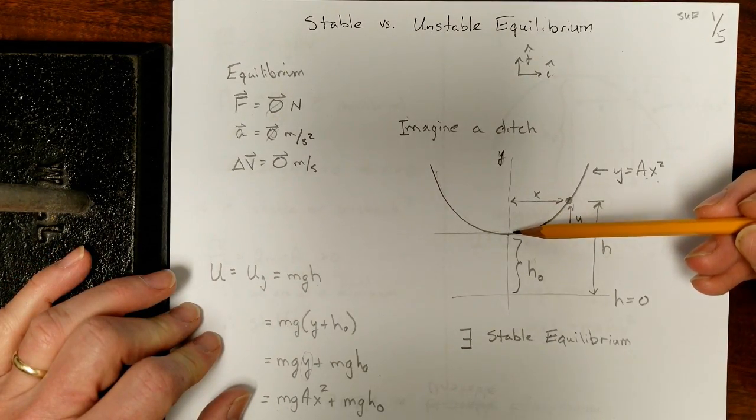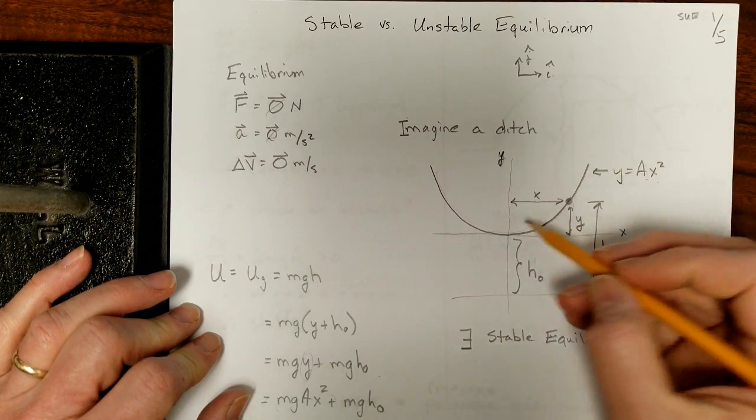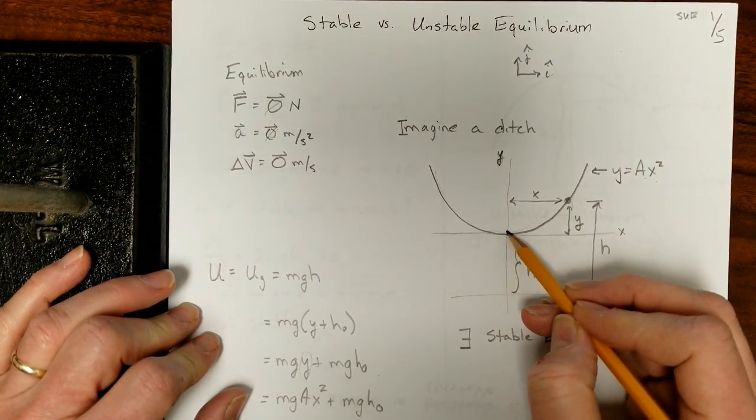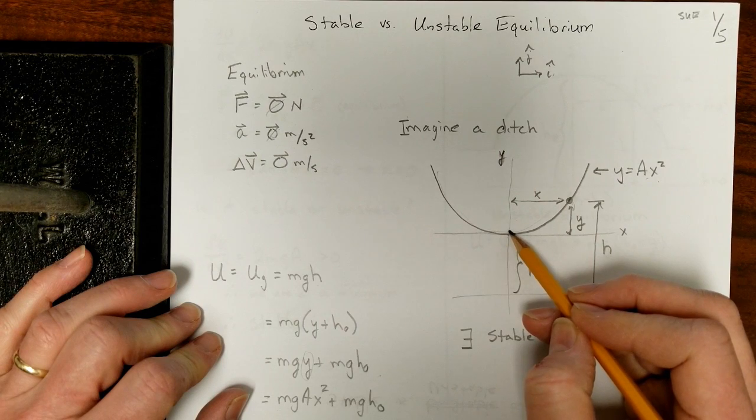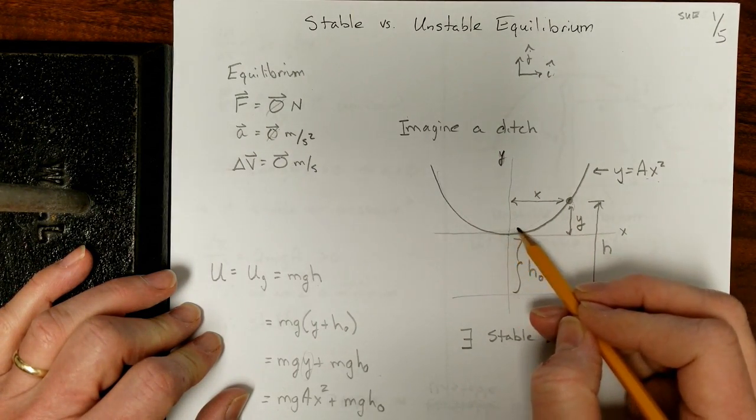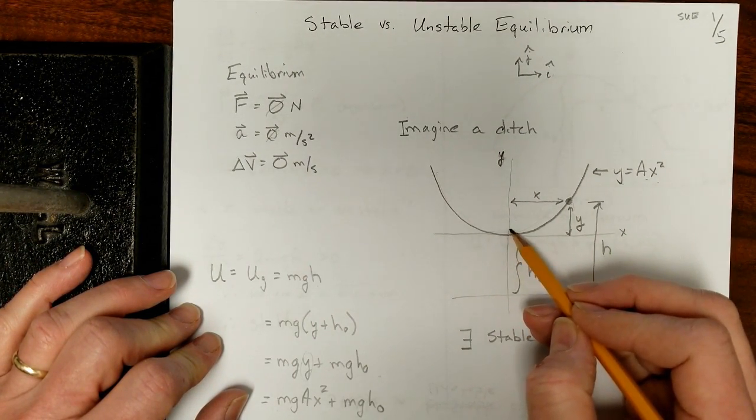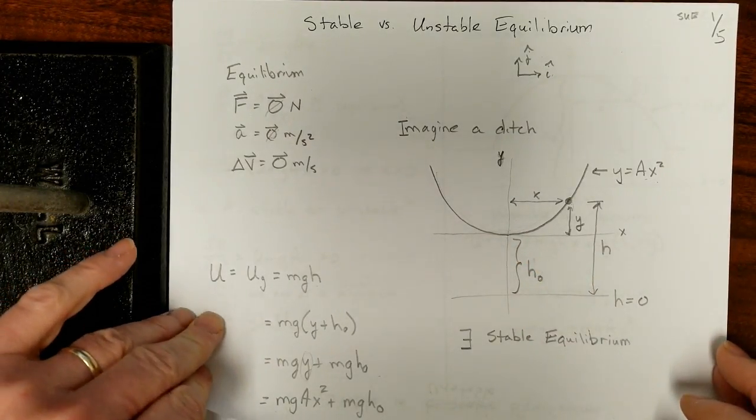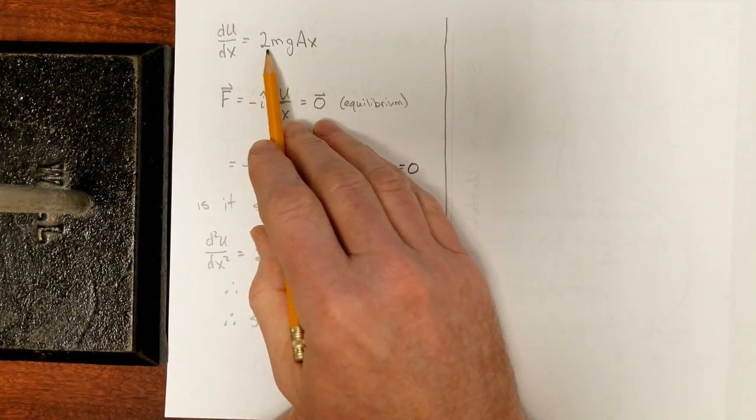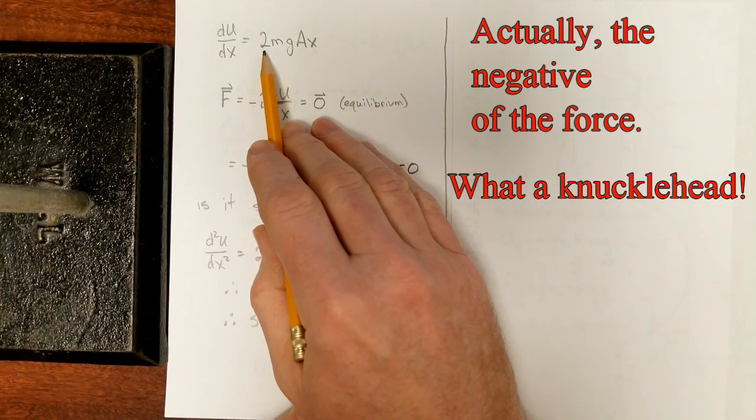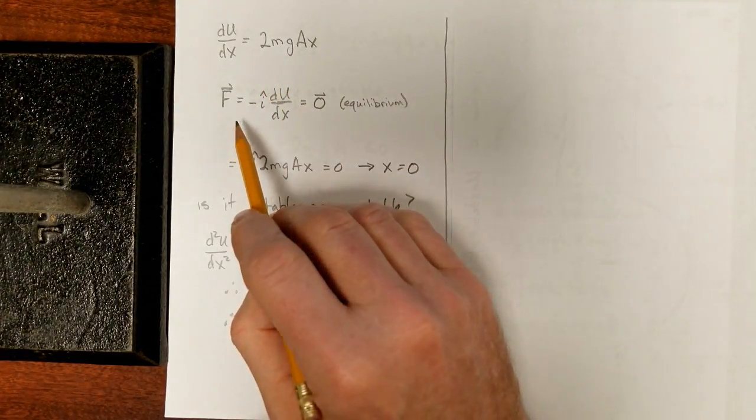This is a stable equilibrium because if I put a ball there and I gave it a little knock, that ball is going to come right back towards the center. So a stable equilibrium is that if you knock it out of place, it will want to move back towards where equilibrium is. I know dU/dx is equal to my force, so that would be 2 mg ax.